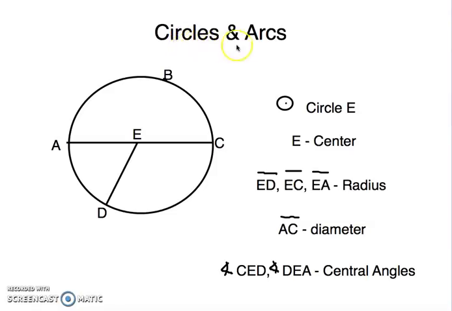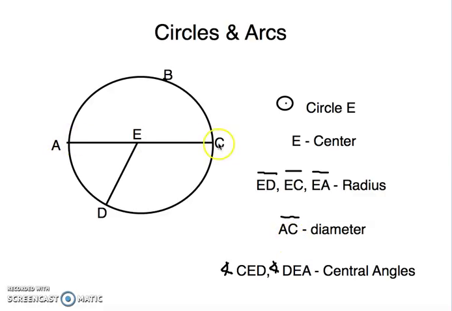These are our notes on circles and arcs. This is our circle, and we call it circle E. E is our center right here. Our radius would be ED, EC, EA, and it's going from the center to the outside, covering half the distance.